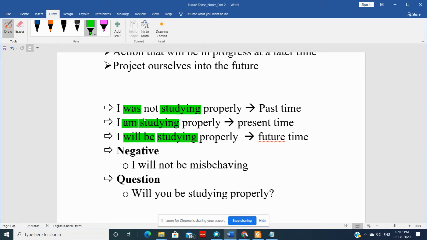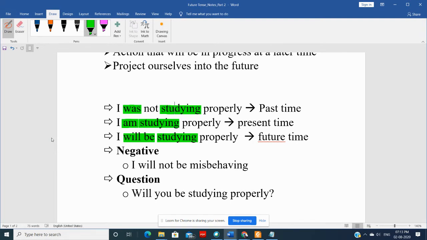But this will remain same, that is action verb plus ing. For example, I am studying, you are studying, he, she, it is studying, we are studying, they are studying. Single name is studying, plural names are studying. Okay? But as I said earlier, will be is such a cool verb that we don't have to change this verb according to the subject. All right? With any subject, we can use will be.